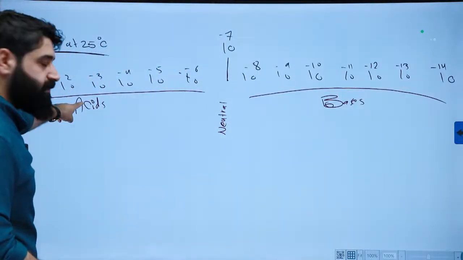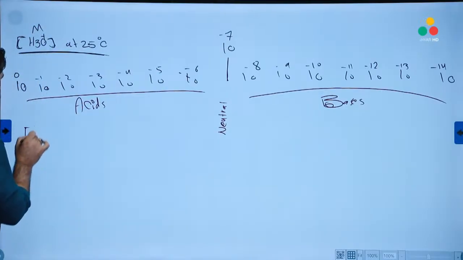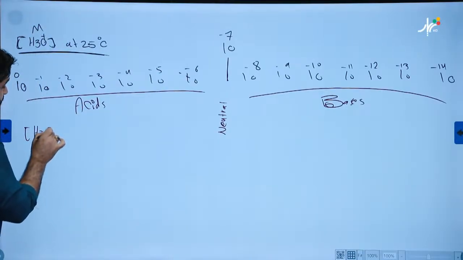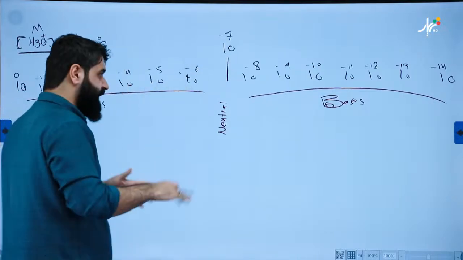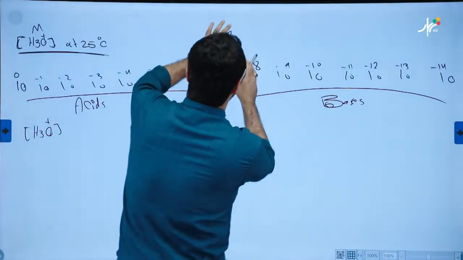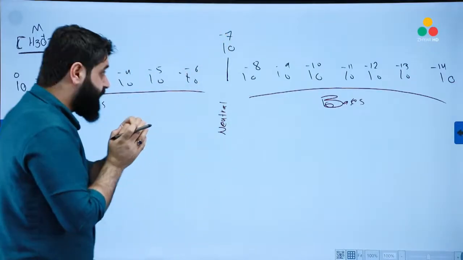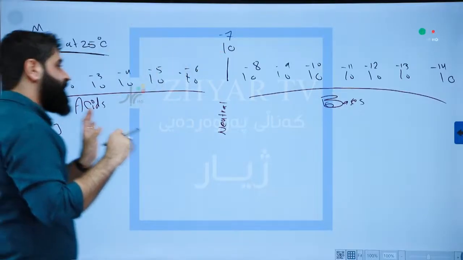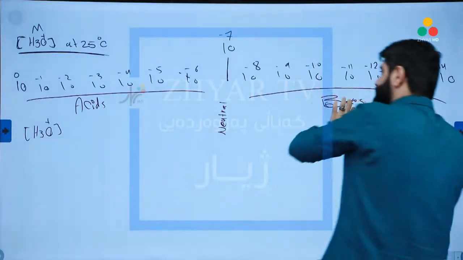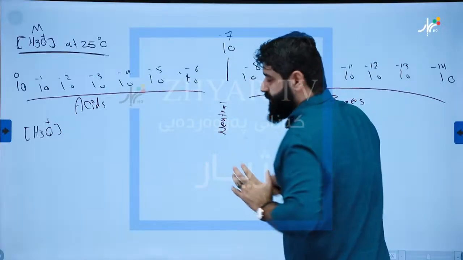For the acid, the great majority will be for the hydronium ion. Okay. Let me say, in the acid, hydronium ion is greater, and OH is smaller. In neutral, both are equal. So in the acid, hydronium is greater than this. In the bases, hydroxide is greater than this. In neutral, both are equal to this number.